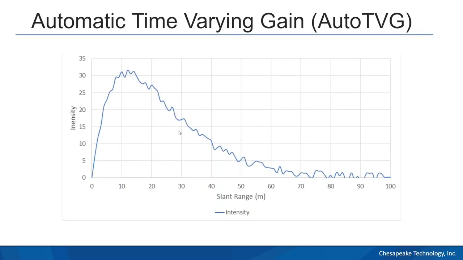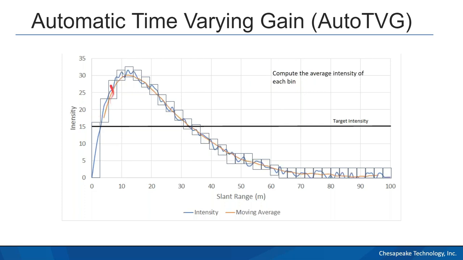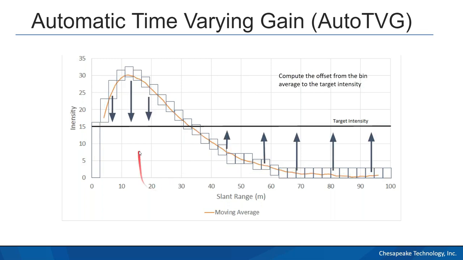So in this one, we've got the same diagram again. We've got a slant range here on the bottom, and we've got intensity across the top. What Auto TVG does is it breaks the line into 32 boxes or bins. So I tried to represent them here. I might have even gotten 32 of them on there. Each one of these bins is going to compute a mean value for that bin, which I'll try to represent with my line again. And then it computes the delta. So at this point, we're exactly the same as AGC.